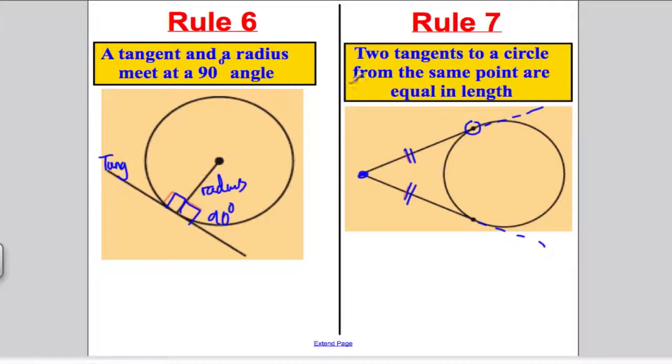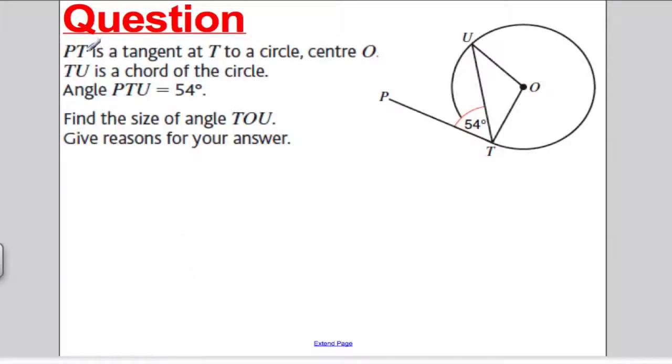Okay, these rules tend to come up in sort of mixed questions. So let's just have a go at a couple of questions and finish there. These are our last two rules. Let's take a look here. PT is a tangent to a circle centre O. TU is a chord. There's our chord. And angle PTU, P to T to U is 54.